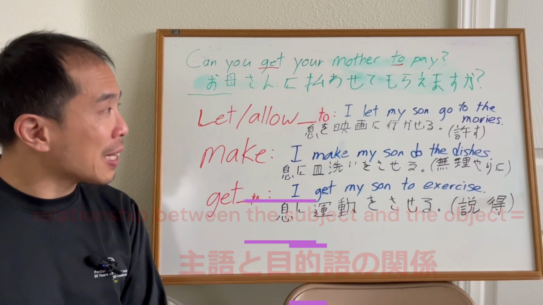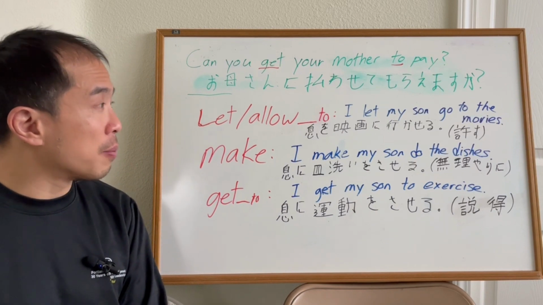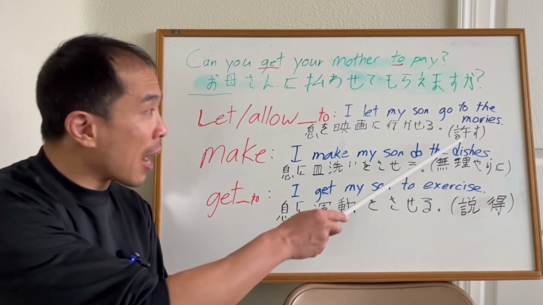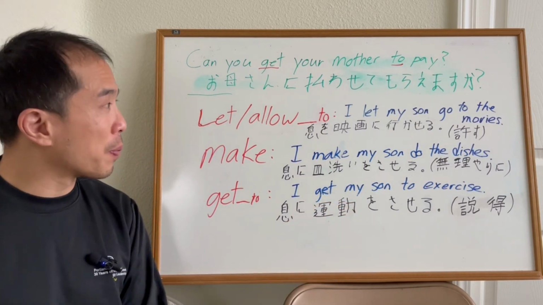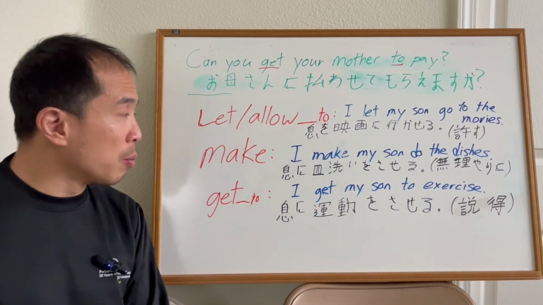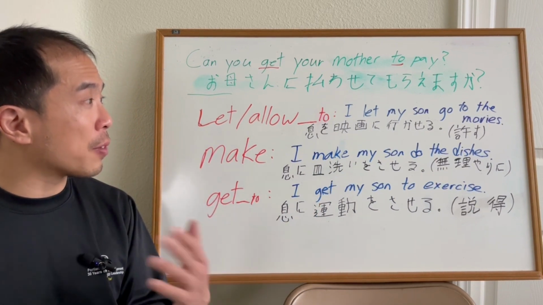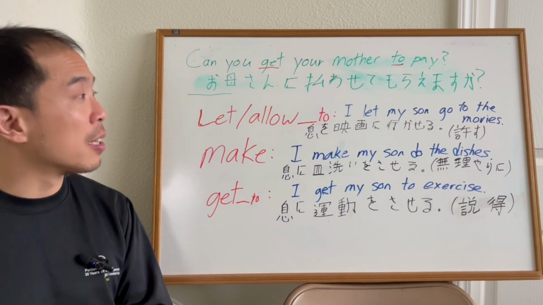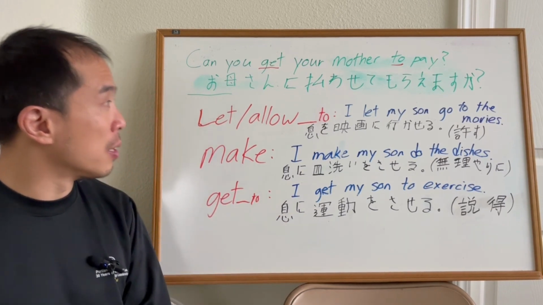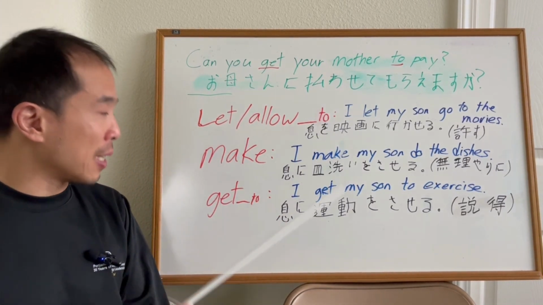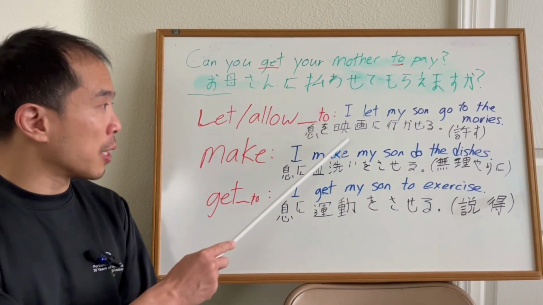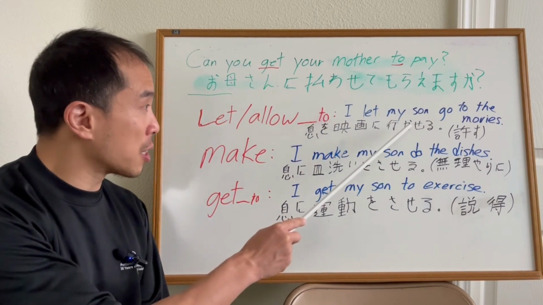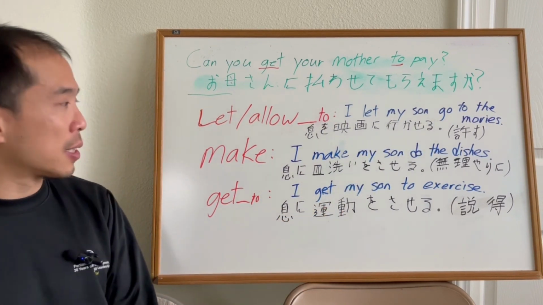So, I let my son go to the movies means that my son wants to go to the movies, and I am allowing him to go. He wants to go to the movies, and I have the decision-making ability to determine whether or not he can, so I allow him to go, or I let him go. Keep in mind that there's no to here, so I let my son go to the movies. I allow my son to go to the movies.